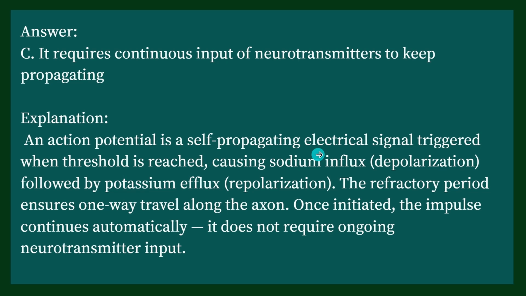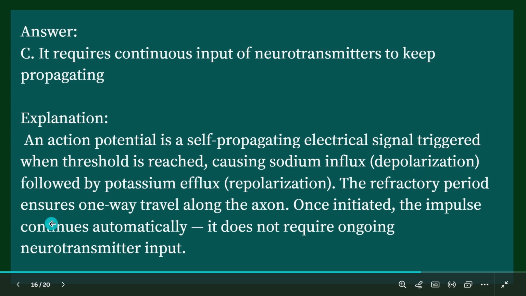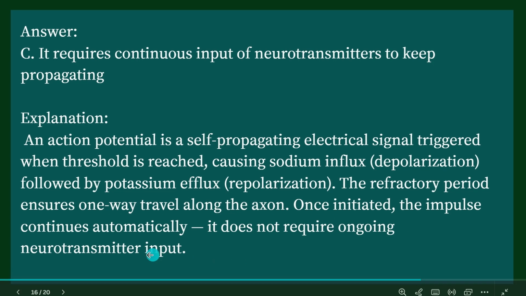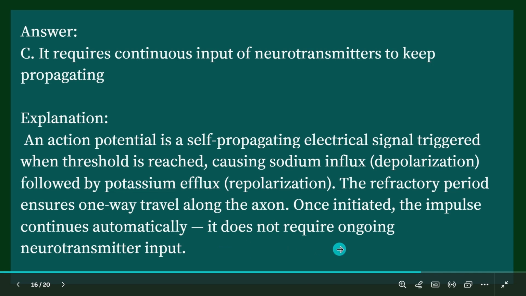An action potential is a self-propagating electrical signal triggered when a threshold is reached, causing a sodium influx, which is depolarization, followed by a potassium efflux, which is repolarization. The refractory period ensures one-way travel along the axon. Once initiated, the impulse continues automatically. It does not require ongoing neurotransmitter input.